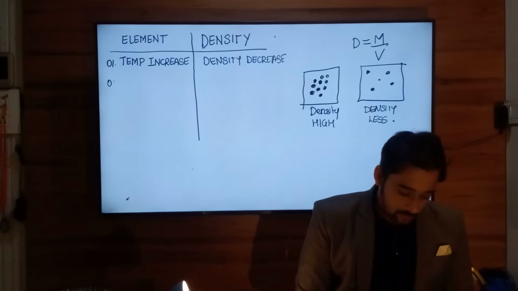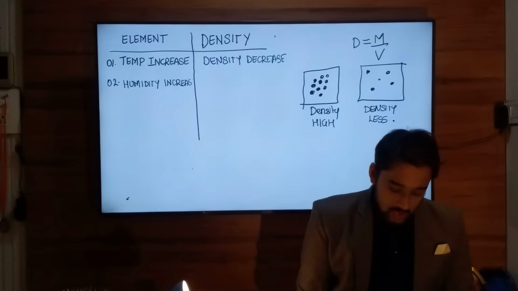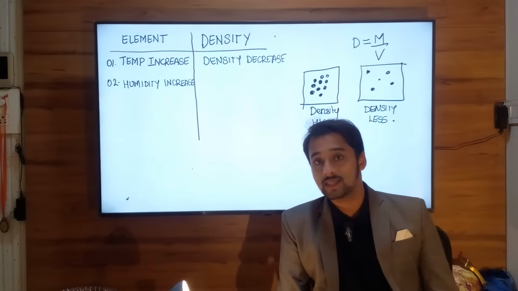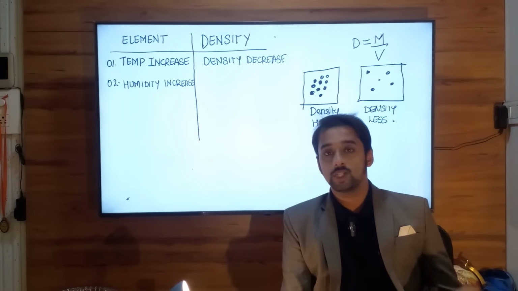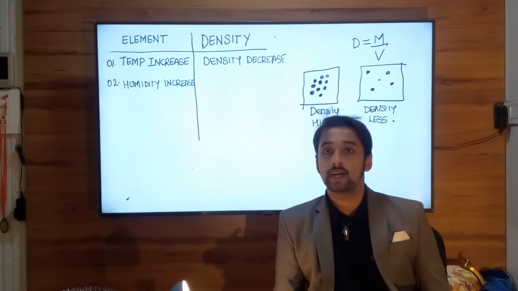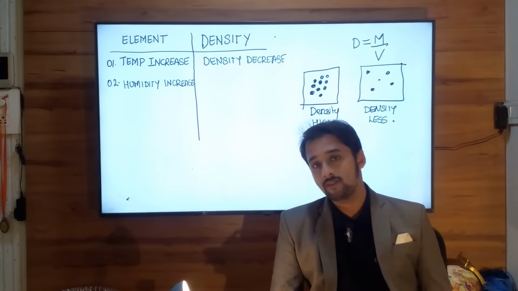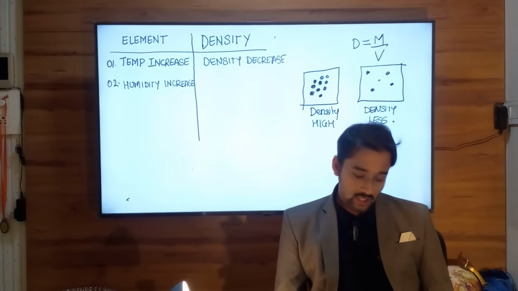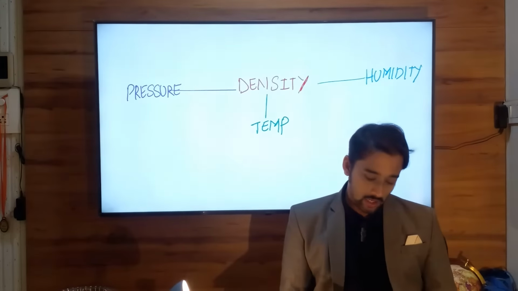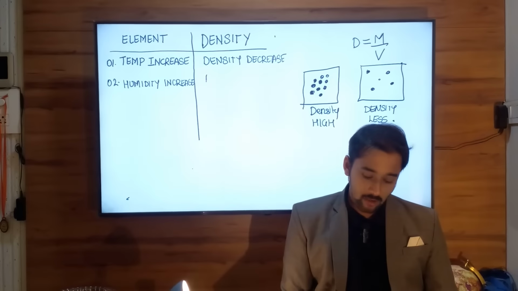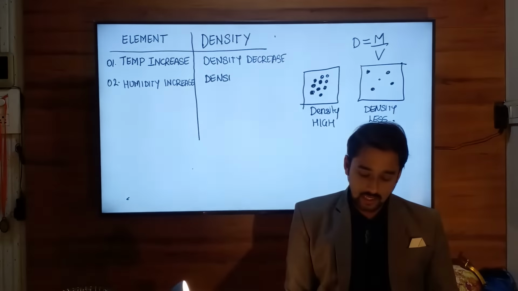Point number two, humidity. When humidity in atmosphere increases, what happens to density? Now humid air is less dense than dry air. According to ISA, one condition of ISA is that air should be dry. But in real life, we don't have dry air, we have humid air. So when humidity in the atmosphere increases, your density will, in that proportion, decrease.